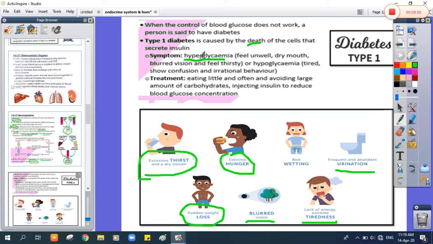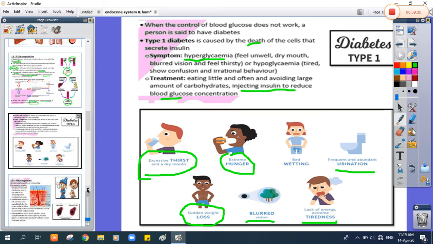What is the treatment here? To know the treatment, we have to focus on the problem. The problem is in what? In the secretion of insulin, right? So the main treatment here is injection of insulin. Injection of what? Injection of insulin to reduce blood glucose concentration inside your blood. And of course, you have to eat little and avoid large amounts of carbohydrates.